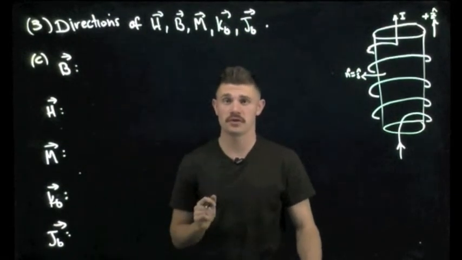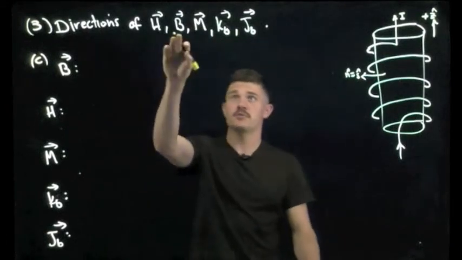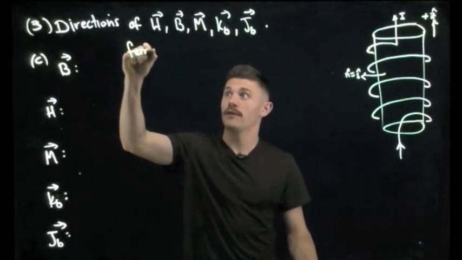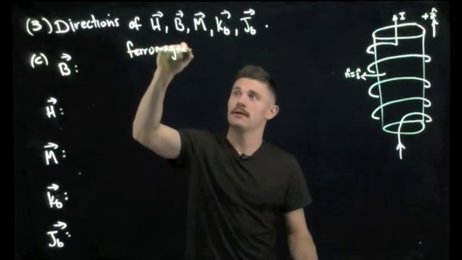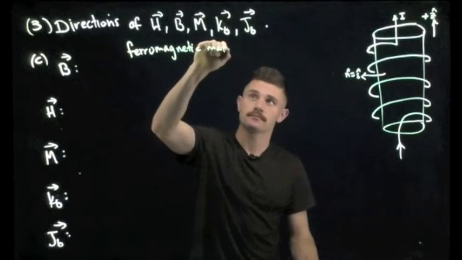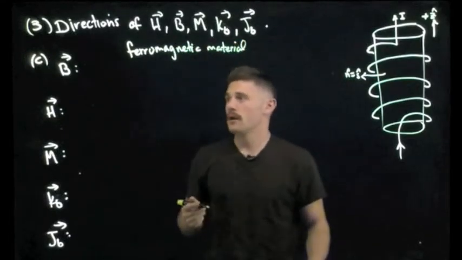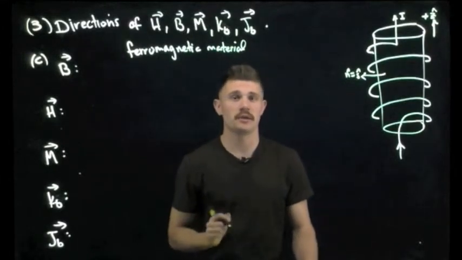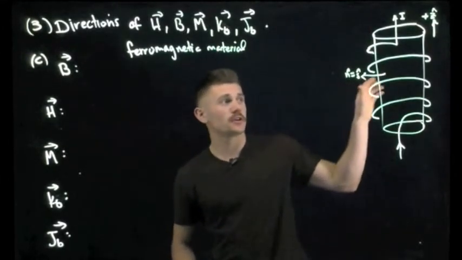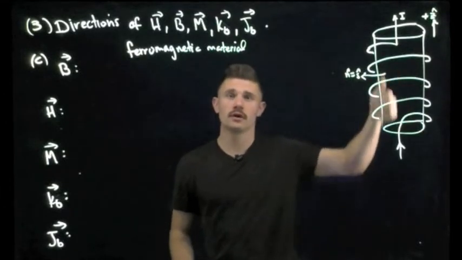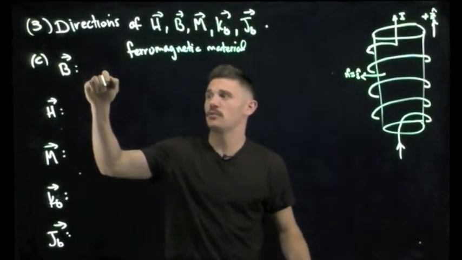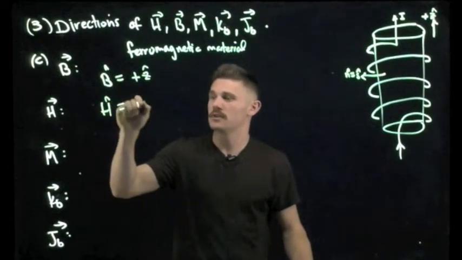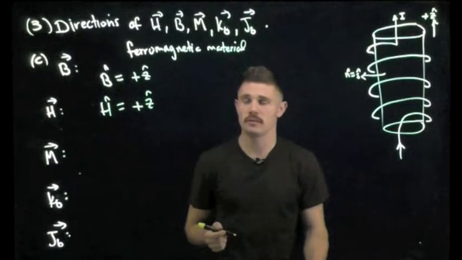So finally, part C of question 3 asks us to find the directions of H, B, M, K_B, and J_B for a ferromagnetic material, kind of like a magnet. So when we again find our B and our H, which is going to be the exact same as part A and part B, where we have the free current I flowing around, right-hand rule, thumb points in the positive z hat direction, so B hat is positive z hat, and H hat is positive z hat. Exact same as part A and part B.